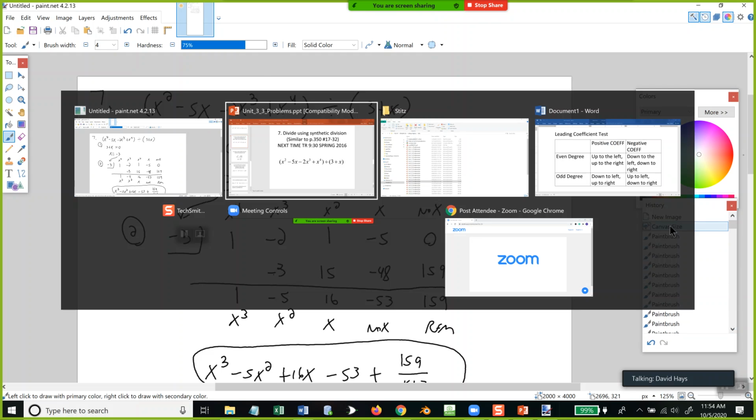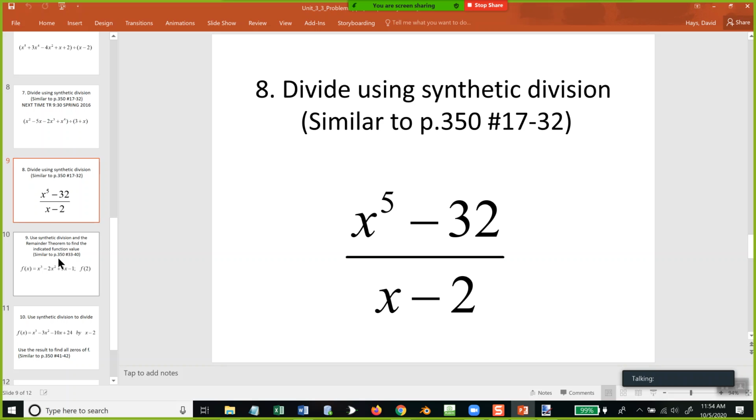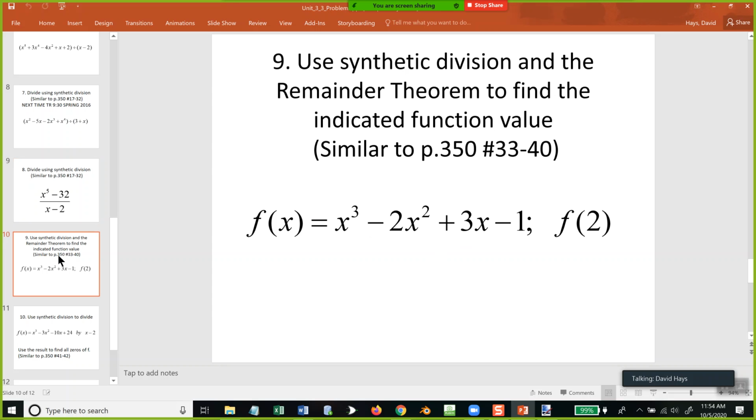I'm going to skip this next problem. I think you kind of got synthetic division. And let's go to the remainder theorem. I like to show this by example.